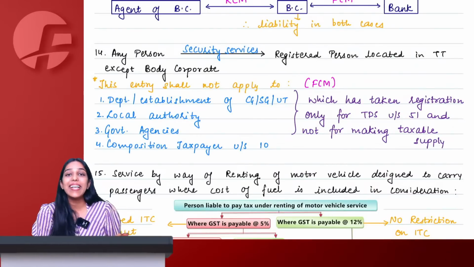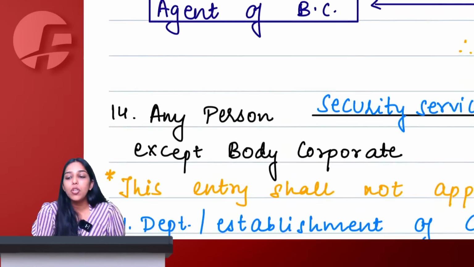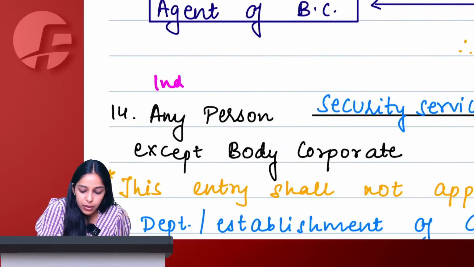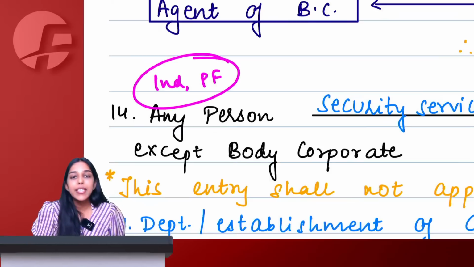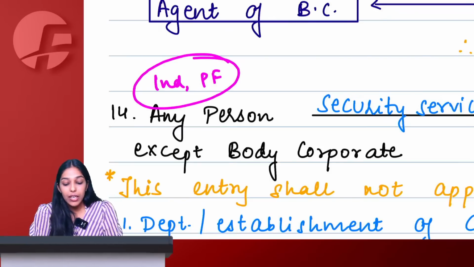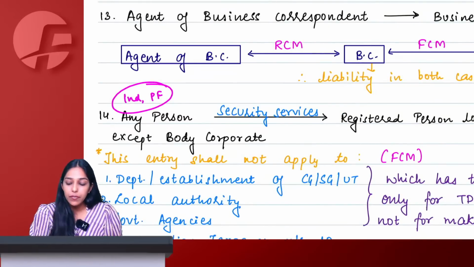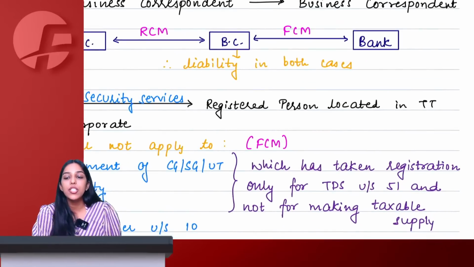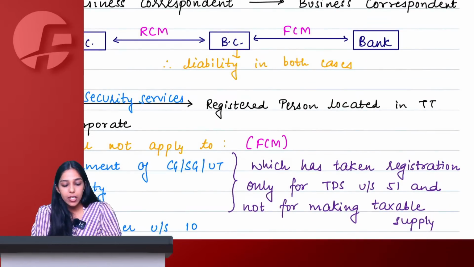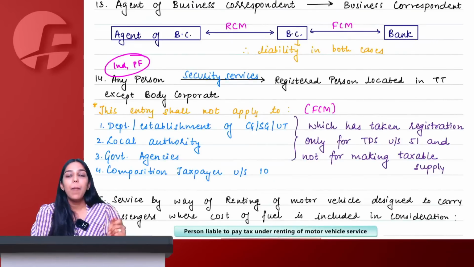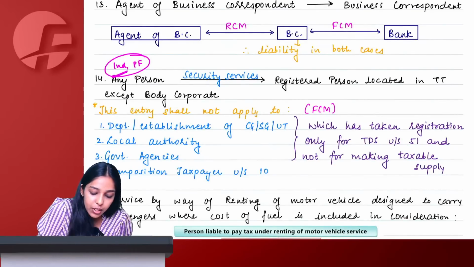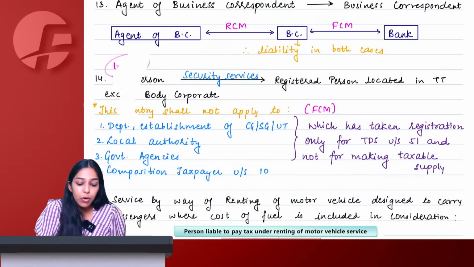So any person except a body corporate. Who cannot be a body corporate? Ma'am, an individual, a partnership firm. These people are not body corporate. If they are providing security services to any registered person in GST, that is, a person other than a body corporate, which can be an individual or a partnership firm, anyone providing security.